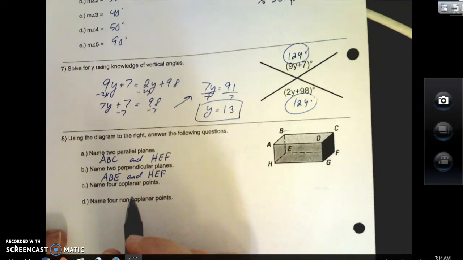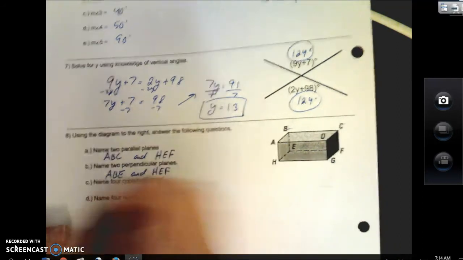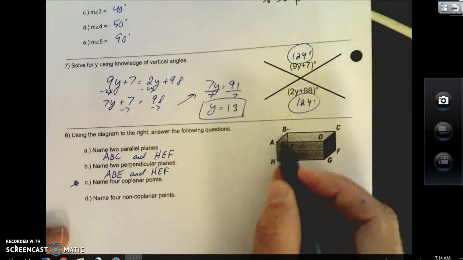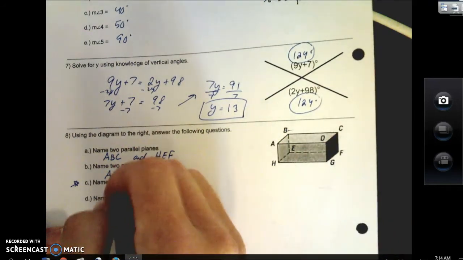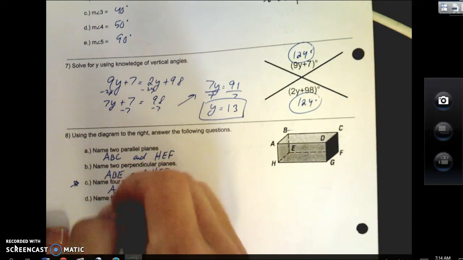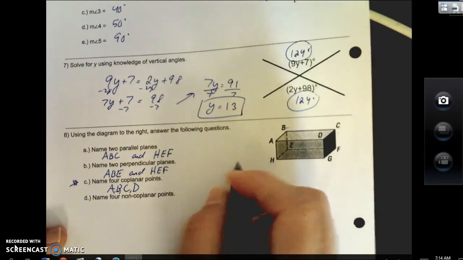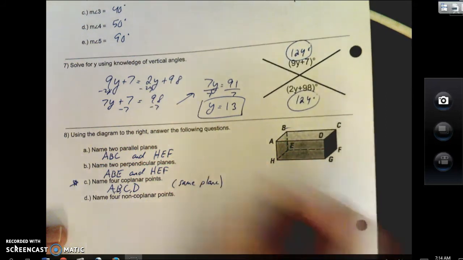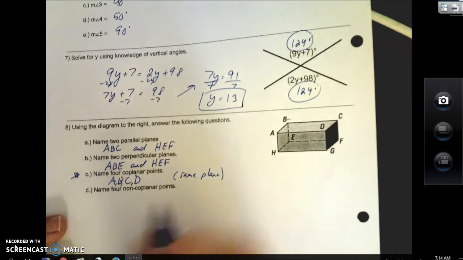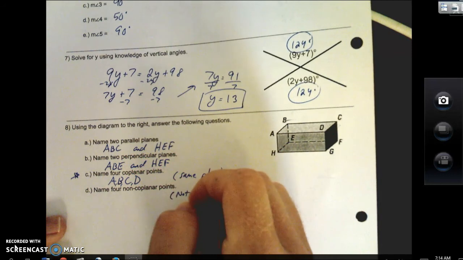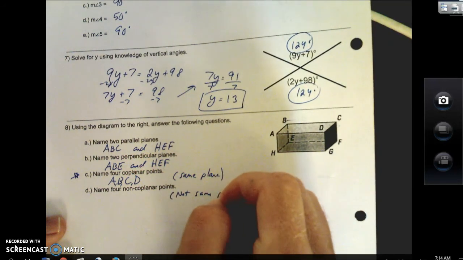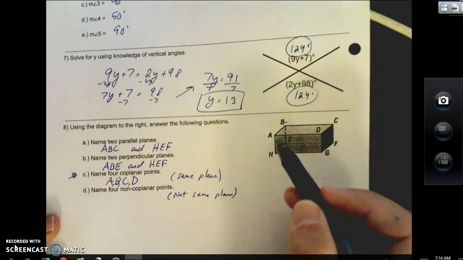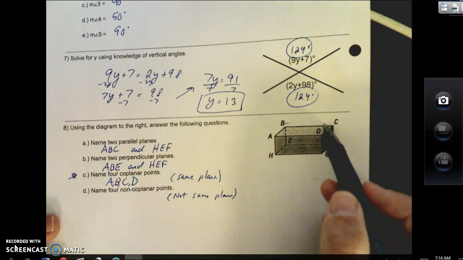Name 4 coplanar points, 4 points on the same plane, right? So that's a good word to know. We could say A, B, C, D. Okay, 4 points on the same plane. So a little note there. And then 4 non-coplanar points, not on the same plane. So again, you have tons of options here. I could say like A, B, C, and G.